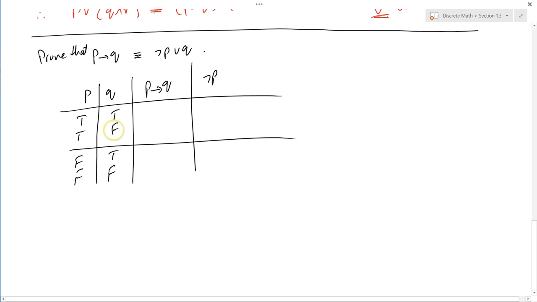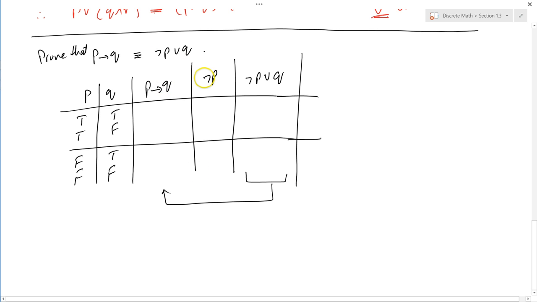Then we need to calculate P implies Q, and we need to calculate the right hand side, which is not P or Q. So first we have to calculate not P, and then we'll calculate not P or Q, and we need to compare between this and this to see whether the two are equivalent or not. So P implies Q, as we know, is true, false, true, true. This is from the first video, which covered section 1.1. Please go back to that if you have any doubts about the results of this column.